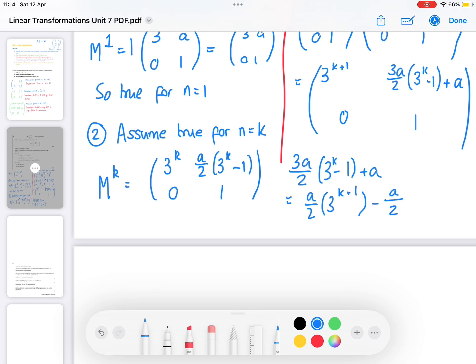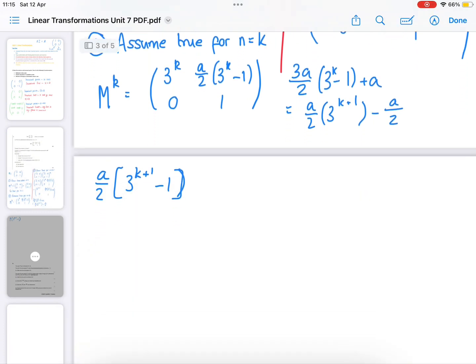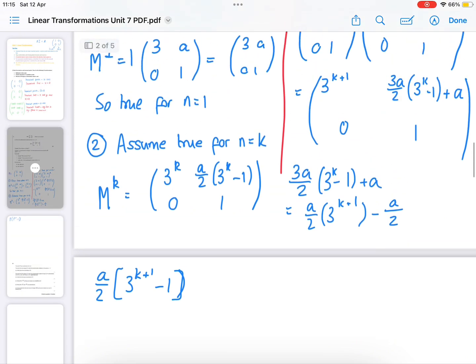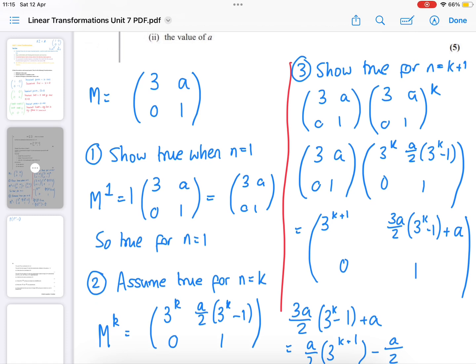And then we can simply factorise that. So that's going to give us a over 2 times 3 to the k plus 1 minus 1, which is what we wanted to show. And if we substitute that back into the matrix, I won't actually do it for the sake of time, but that means that we've proven it for n equals k plus 1. And that means that if it's true for any value, it'll be true for the next one. And we started off by showing it was true for n equals 1, therefore it's true for all the natural numbers. That's how proof by induction works.